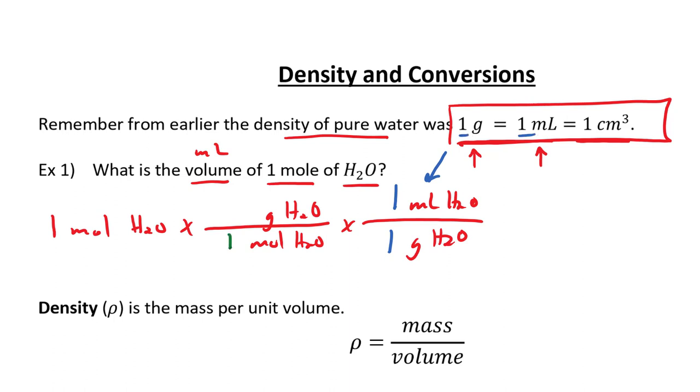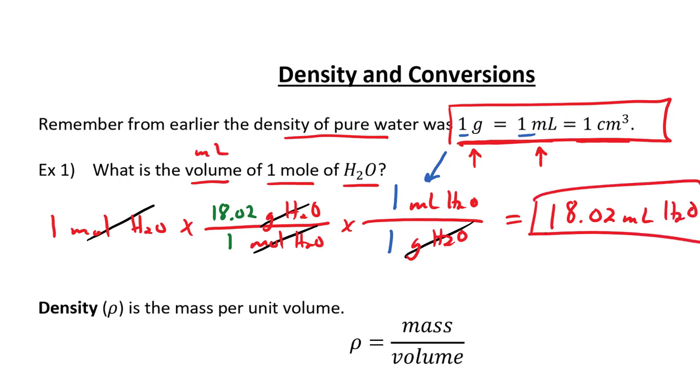Molar mass of water, H2O, we have 18.02. Oxygen is 16, hydrogen is 1.008. 1.008 times 2 plus 16, rounded off to 4 significant digits, is 18.02. As a result, we can calculate that 1 mole of water is 18.0 mils of water.